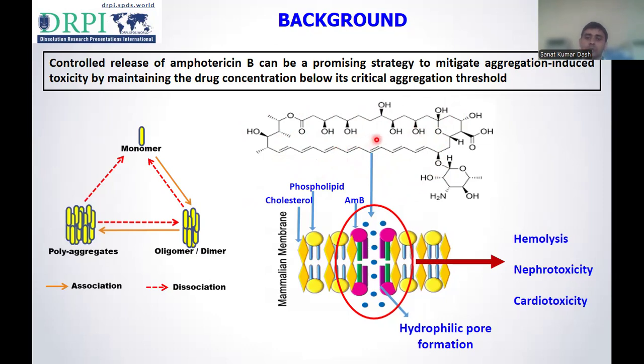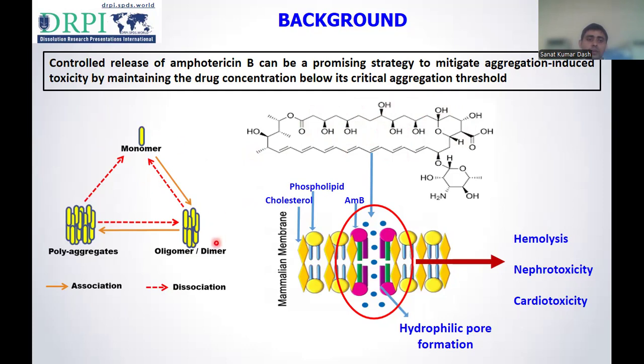Amphotericin B, when exposed to the aqueous environment, starts to form aggregation if its concentration goes beyond 1 microgram per ml, which is the threshold concentration of amphotericin B. This aggregation is because of the formation of hydrogen bonds between the hydrophilic groups and the surrounding aqueous environment.